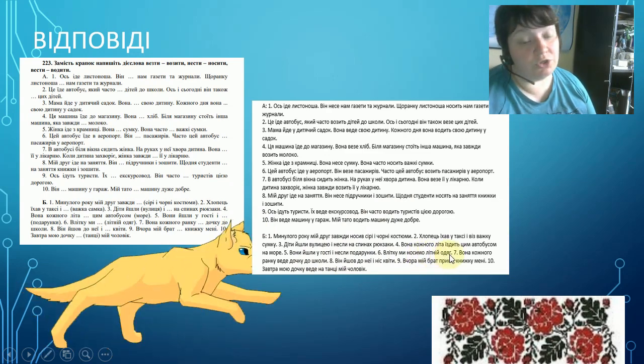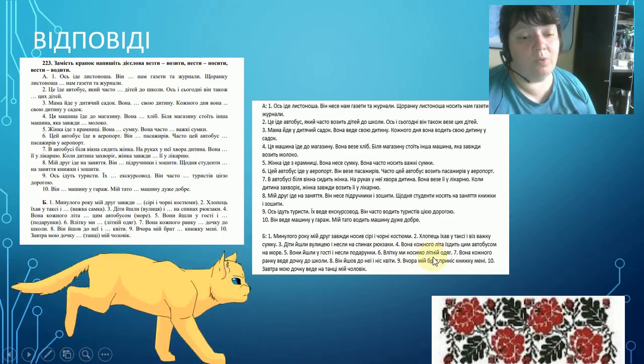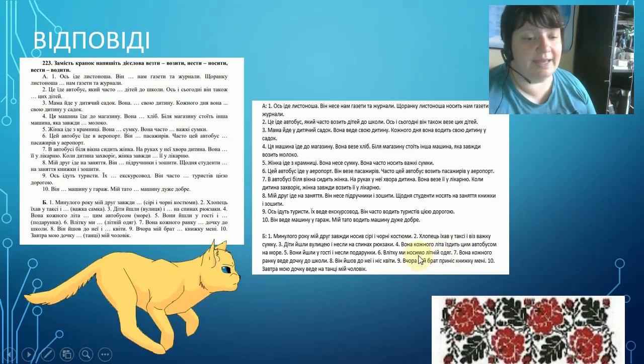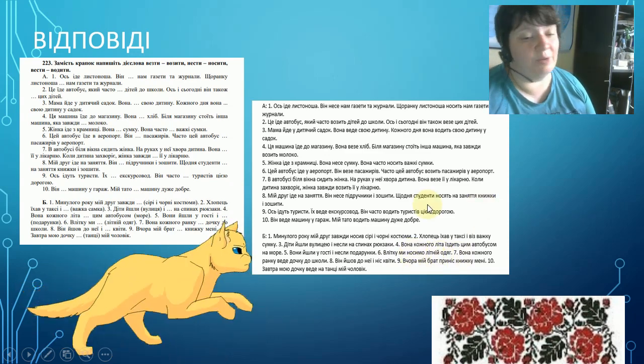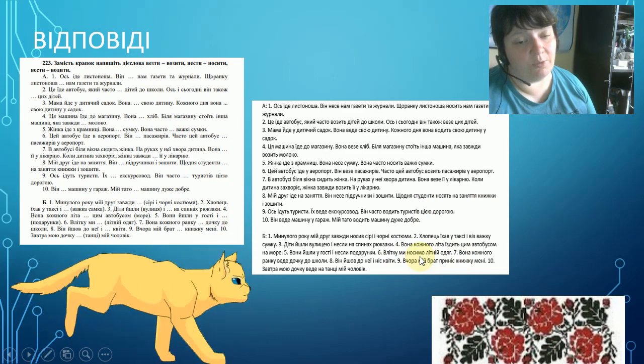Влітку ми носимо літній одяг. In summer we wear summer clothes. Again, it's routine, every summer we do it. So here is this form, носимо.